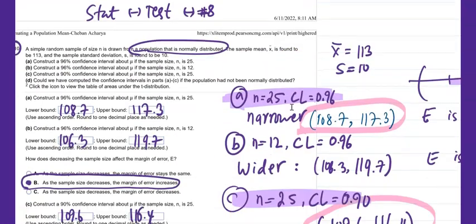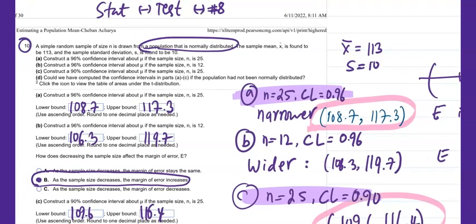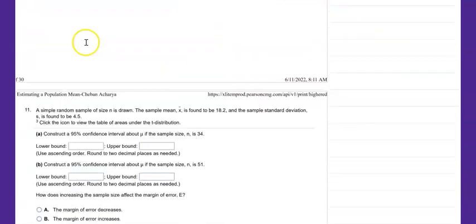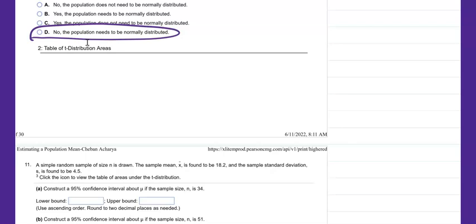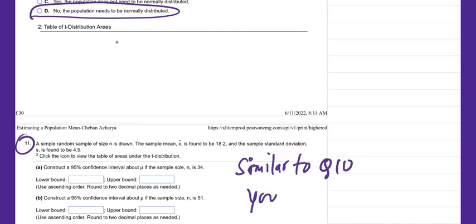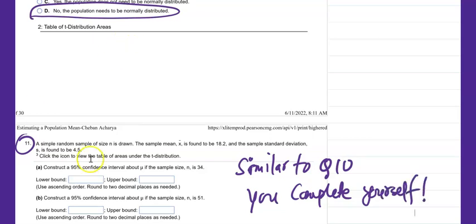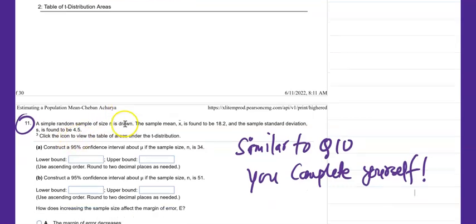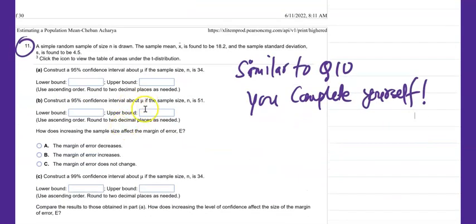So question number 11 is the same as question number 10. You complete it yourself. As long as you understand question number 10, you are good with question number 11. This is exactly similar.